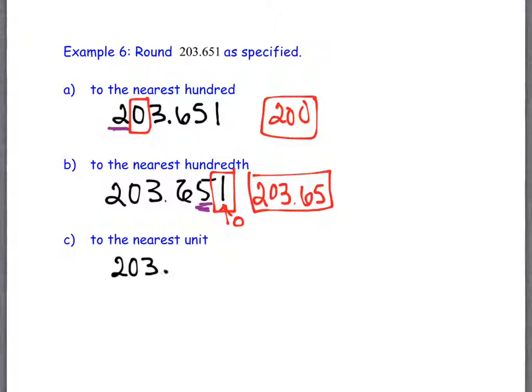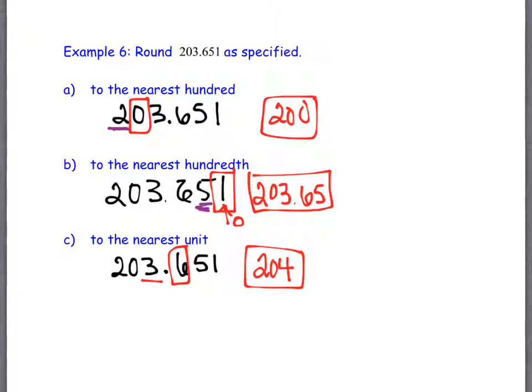The ones place. Sometimes you'll hear the word unit used instead of ones place. And in the ones place, or the units place here, I have the number 3, and the number right afterwards is the 6. So what is this going to be when I round it? Right, the number 3 gets rounded up to the number 4, so this is 204.